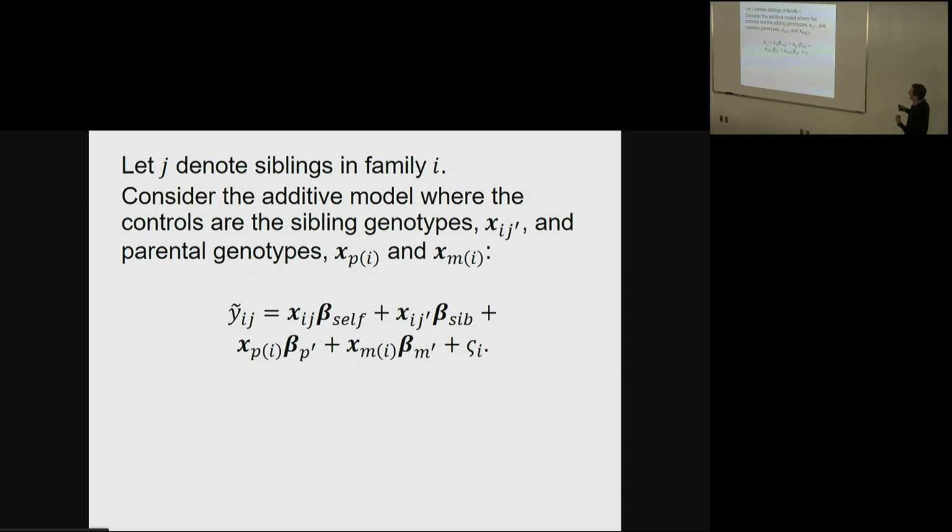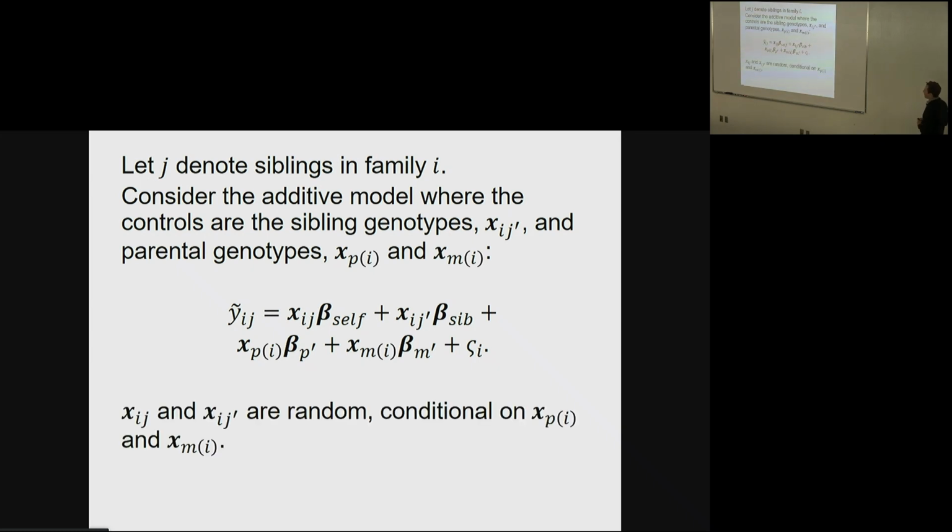So we run that population regression. We get some coefficient on one's own genotype vector, and I'm going to call that coefficient beta self. We get the coefficient on the sibling genotype. I'm going to call that beta sib. We get the paternal and maternal coefficients, and then some error term. Again, by construction of the population regression, this error term is going to be orthogonal to all of the regressors.